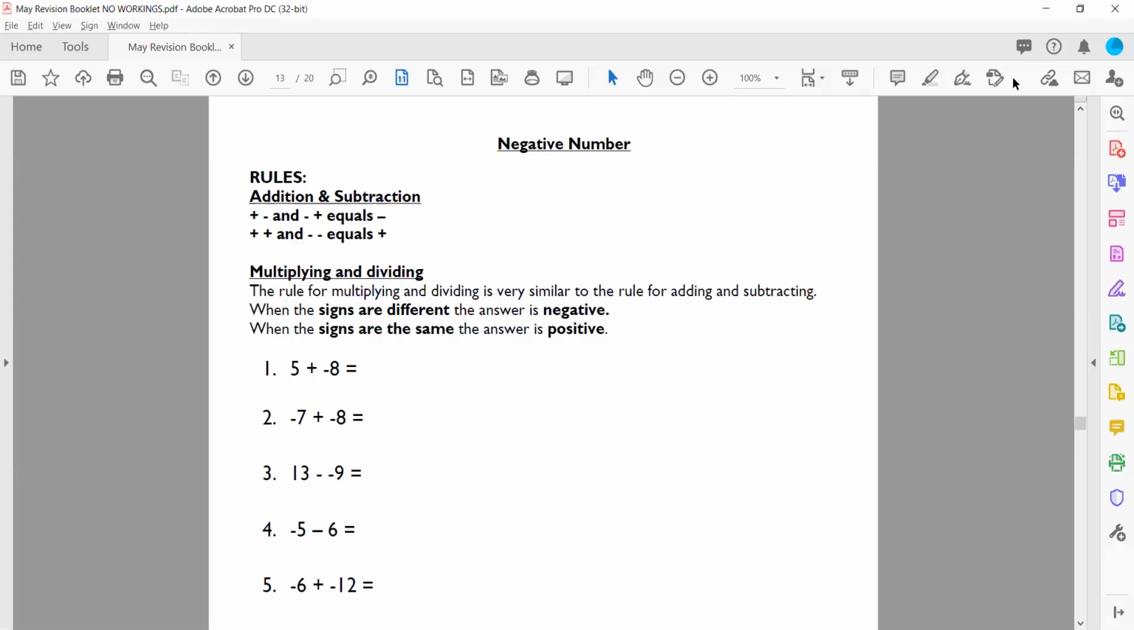Right, negative number calculations: you need to remember the rules to do with the signs. When you have a plus and a minus, your outcome will be minus or negative. When you have a plus and a plus, or a double negative, your outcome will always be positive or a plus. Now, when you're adding and subtracting, you are looking at the signs that are next to each other. That is what you're looking to see.